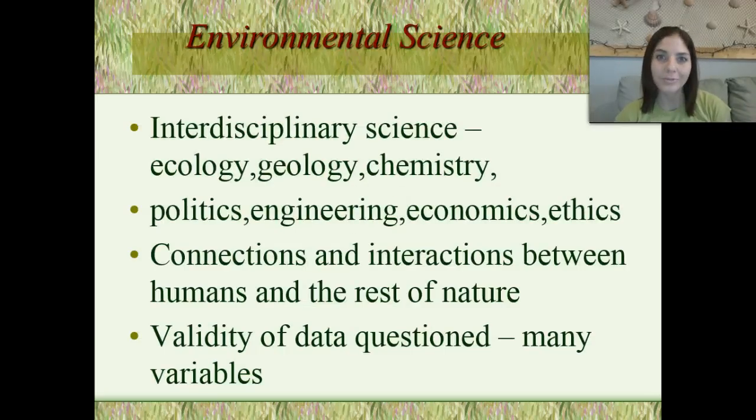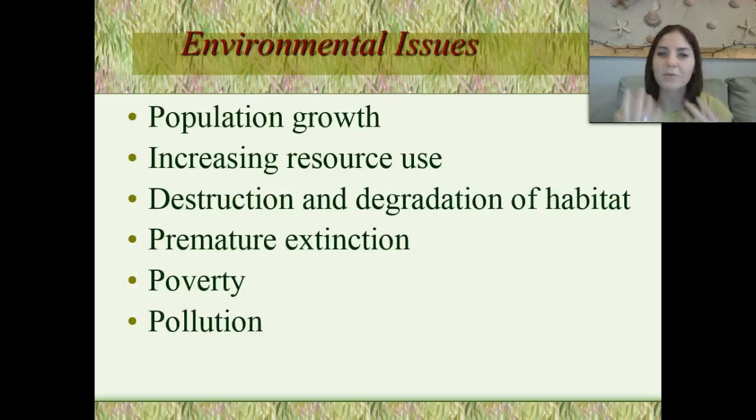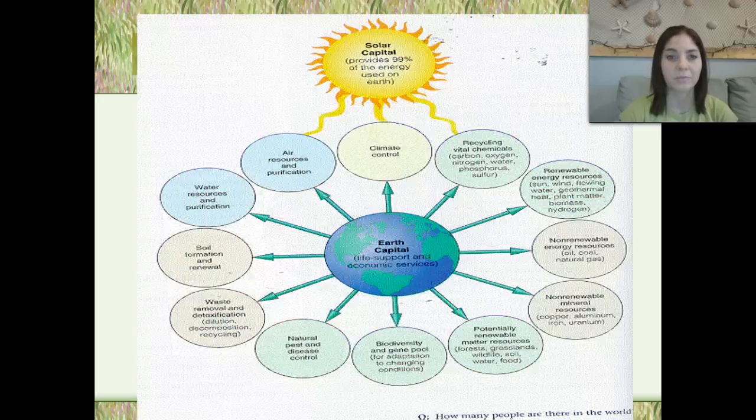So again, welcome to AP Environmental Science. AP Environmental Science is an interdisciplinary science. It covers ecology, geology, chemistry, politics, engineering, economics, and ethics. It draws connections and interactions between humans and the rest of nature. It questions the validity of data and many other variables as well. So the most up and coming or prominent environmental issues are population growth, of course, increasing resource use, destruction and degradation of habitat, premature extinction of species, poverty, as well as pollution.